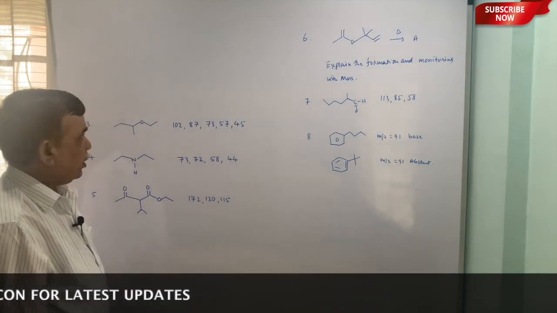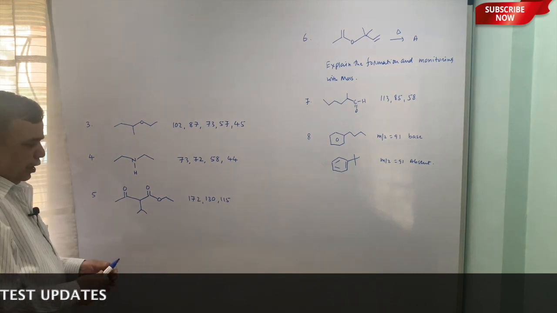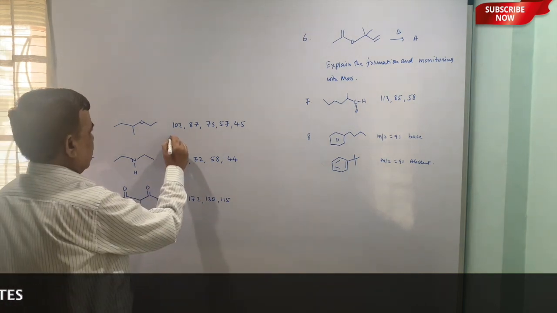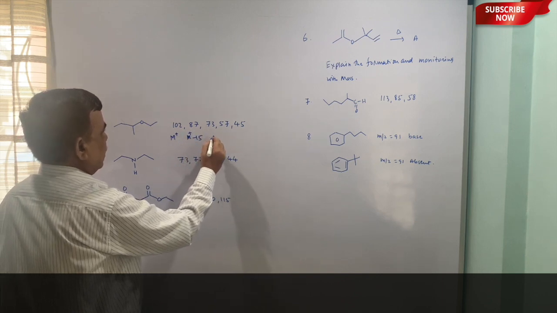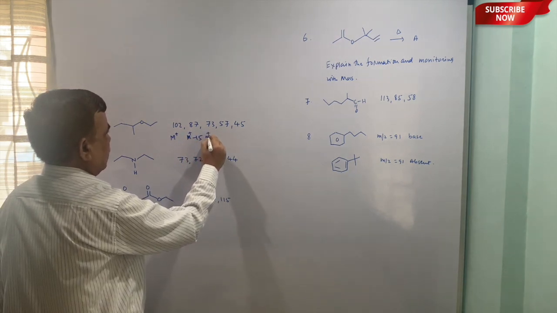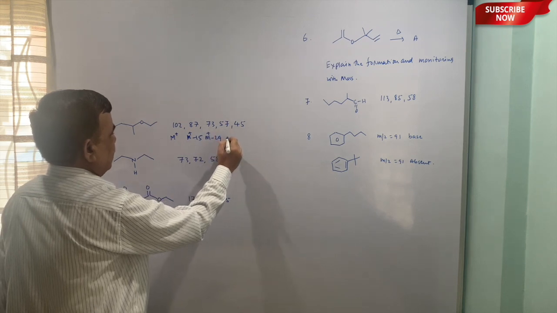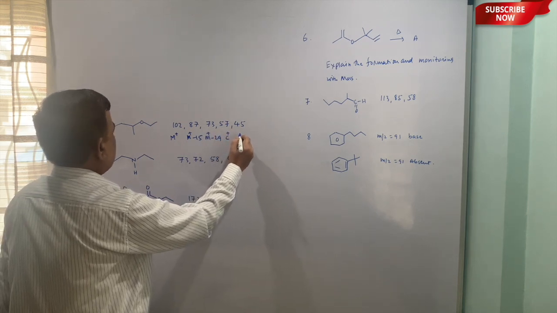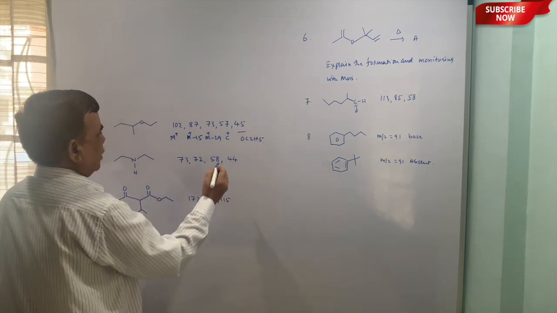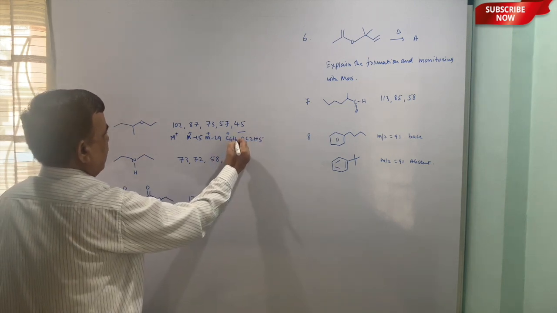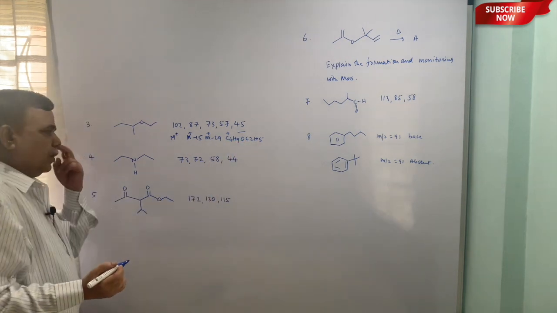The next example is this ether. 102 looks like M plus. This is M plus minus 15. This is M plus minus 29. This is the carbonium ion. This looks like OC2H5. The fragments you can, like this is C4H9. I will put the entire thing. So these are the fragments.